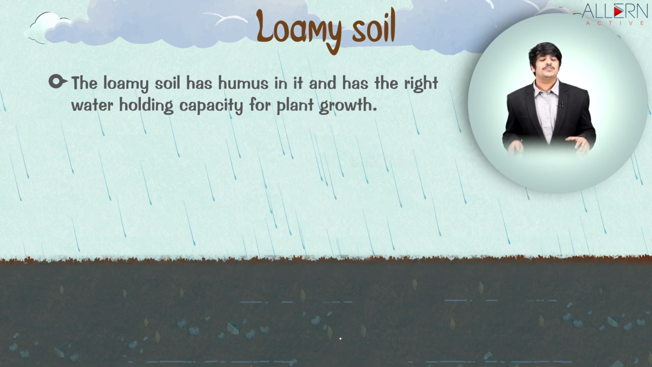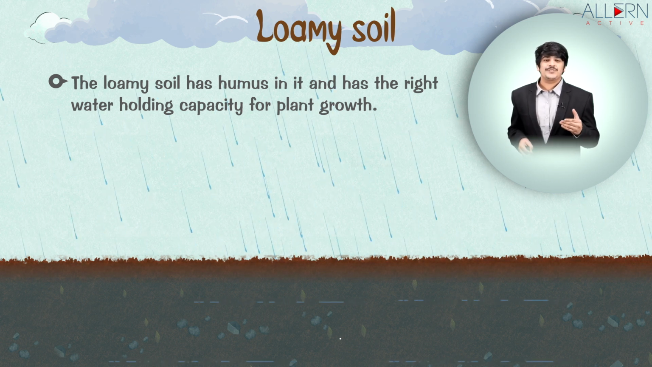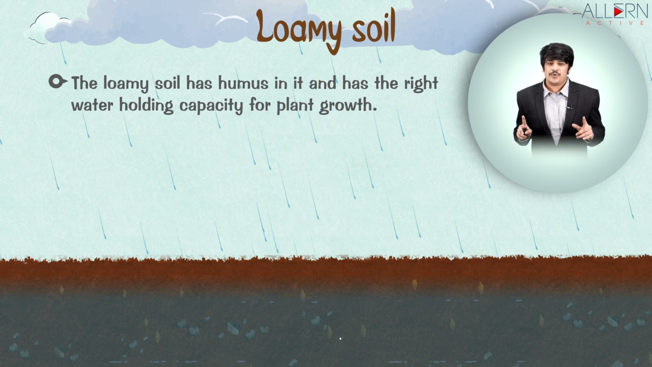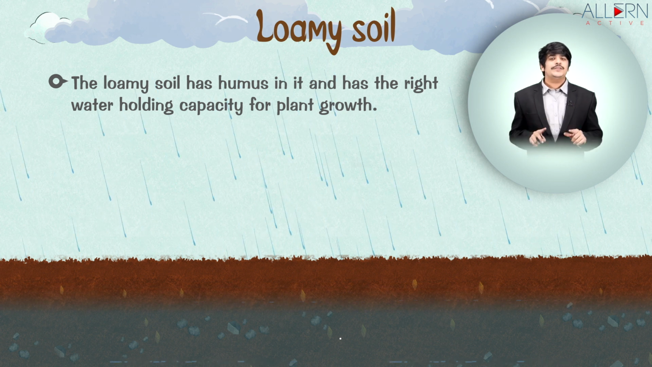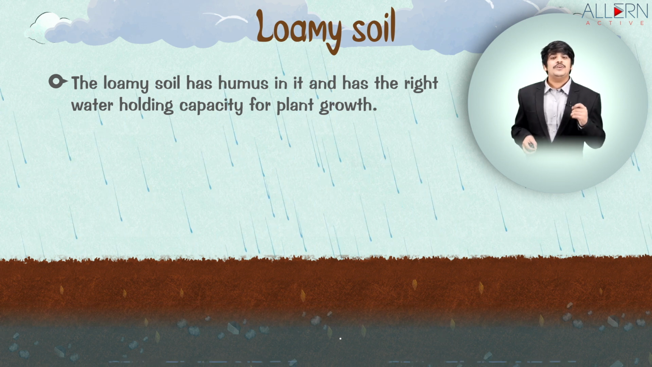Which means out of the three soils available, that is sandy, clay and loamy, loamy is going to be the best for plant growth because it is going to have the right water holding capacity. It is going to have a good amount of humus in it. Therefore, the soil is going to be relatively fertile, and those are the accurate conditions that we require for plant growth.